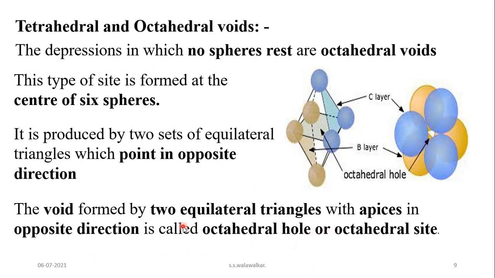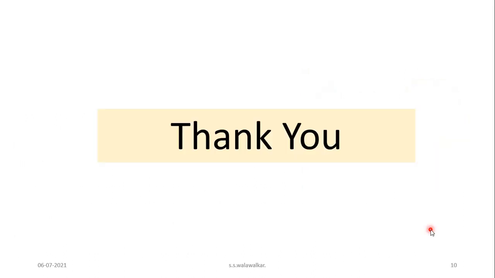So the void formed by two equilateral triangles with apices in opposite directions is called an octahedral hole or octahedral site. So thank you. We will see in the next lecture the placing of the third layer over the second layer.